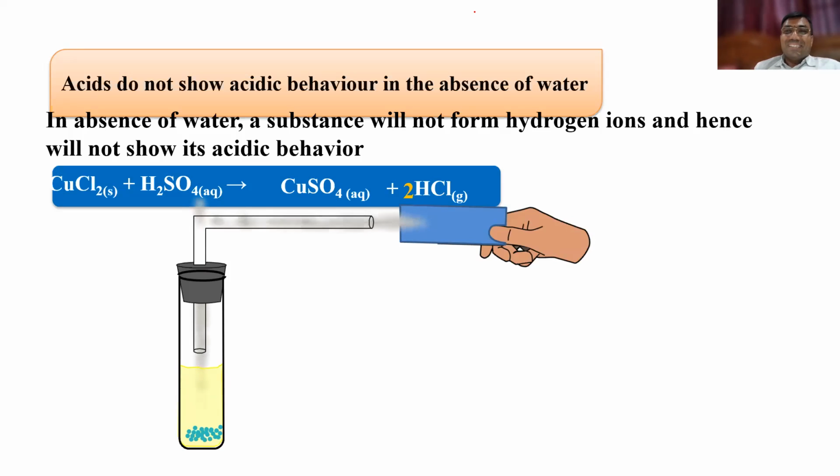Blue litmus. Litmus paper. Blue litmus. The blue litmus is showing no change. It's not turning red. Agreed? Agreed or not? So that means it is a dry HCl gas. So is dry HCl gas an acid or not? It is not an acid.